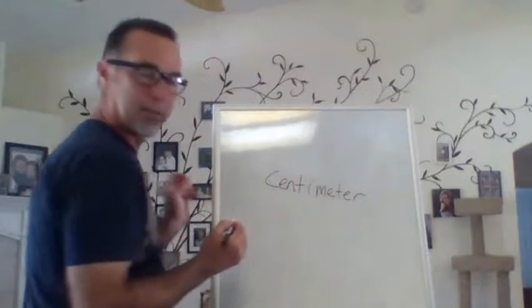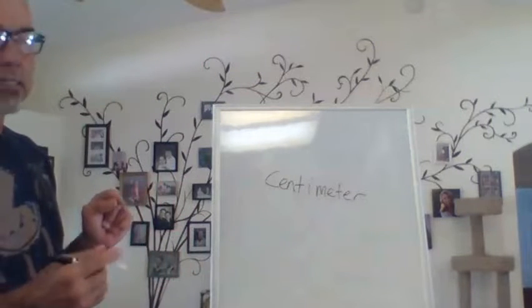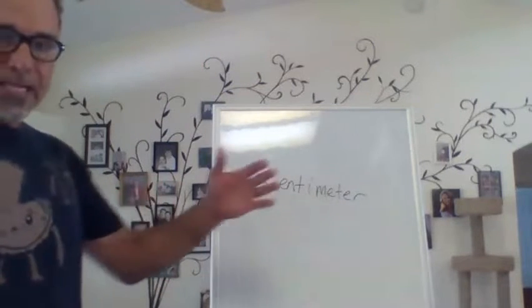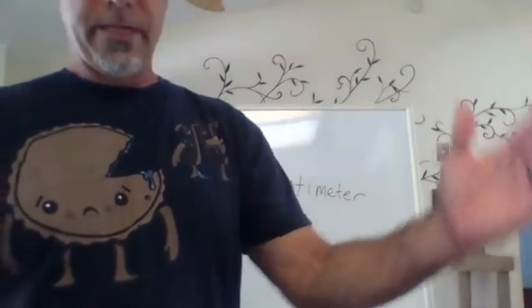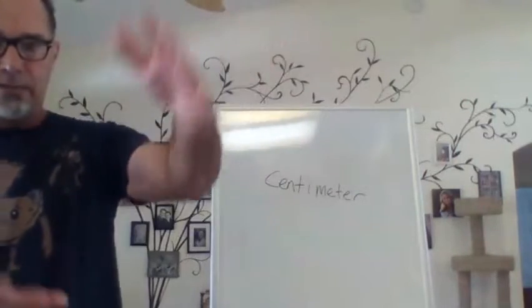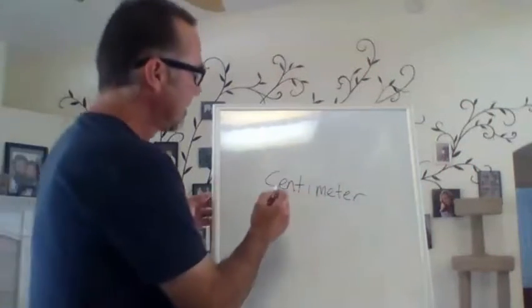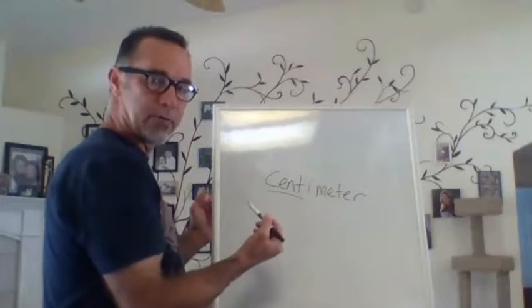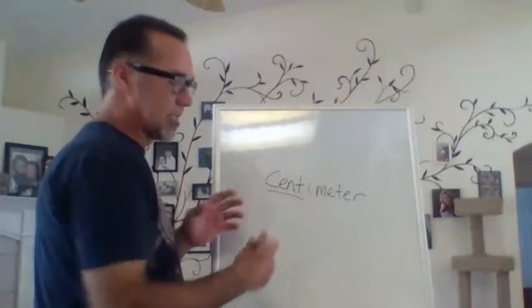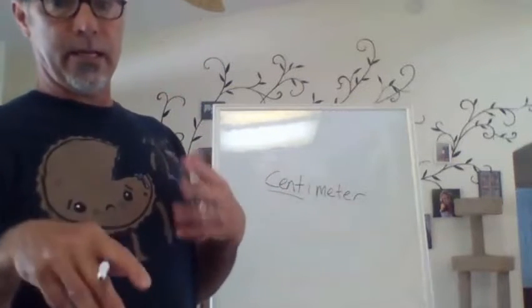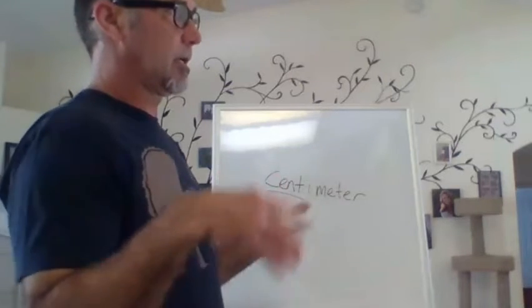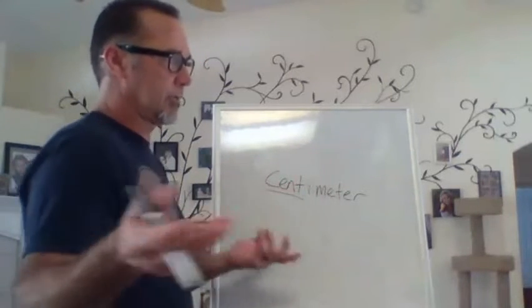Centimeter. 100. Okay, so in a meter stick, it's about like yardsticks, meter sticks, there's 100 centimeters. How many pennies are in a dollar? 100 cents in a dollar. So that can help you. Century: how many years in a century? It's 100 years.